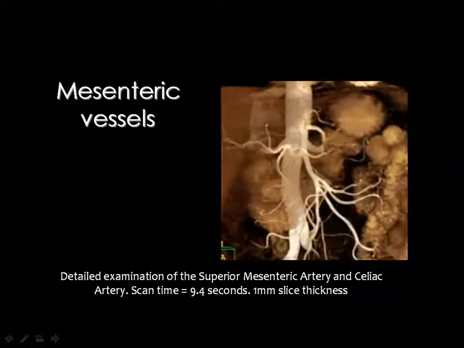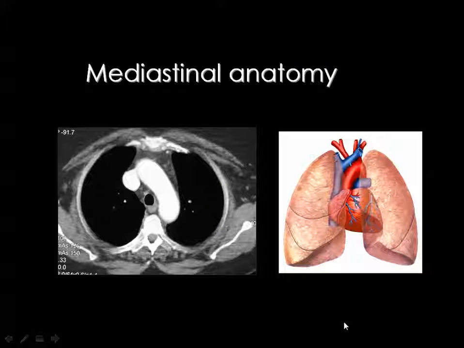Also, you can see the mesenteric circulation, and you can subtract the intestine or leave it as in this image, and then you can rotate also the image to see any of the important branches.